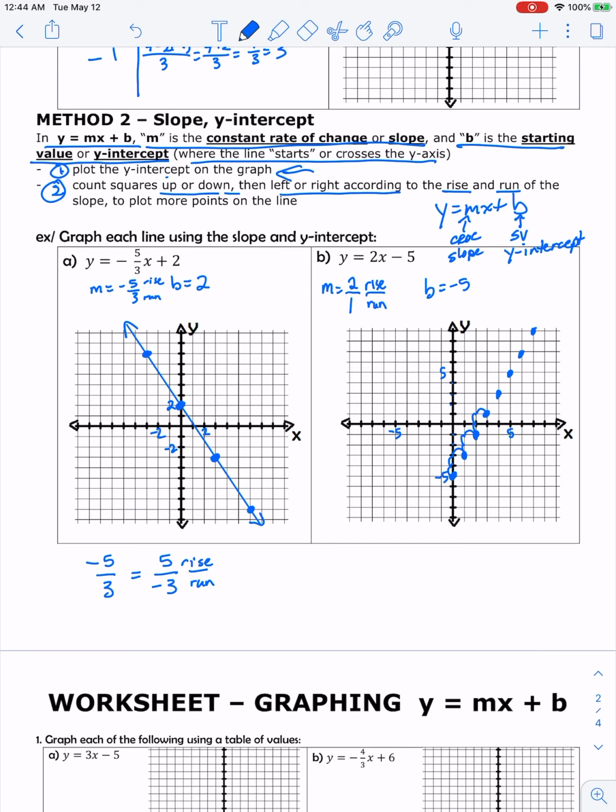And 2 over 1 is the same as -2 over -1. So we can go down 2 and backwards 1 and plot a point. Down 2 and backwards 1 and plot a point. Again, don't draw the loop-de-loops. You don't want those. All right. Draw a line through all these points, beyond the points, and arrows on the end.